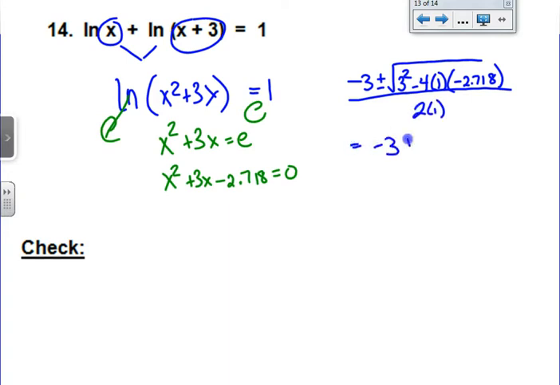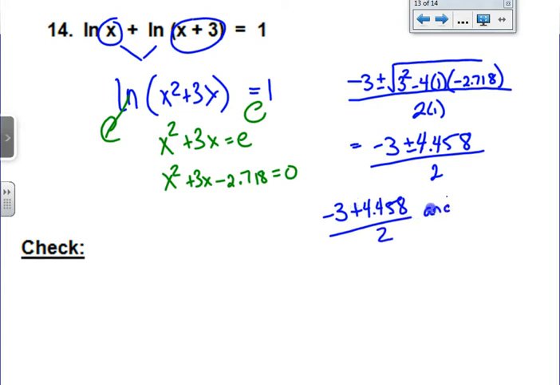So when I try to simplify this on my calculator, I'm going to go ahead and take the square root of all this stuff underneath the radical. Let's see. Square root it. And we end up with plus and minus 4.458. We're going to divide this by 2. Now, this gives us two answers. It gives us negative 3 plus 4.458 divided by 2, and it gives us negative 3 minus 4.458 divided by 2.